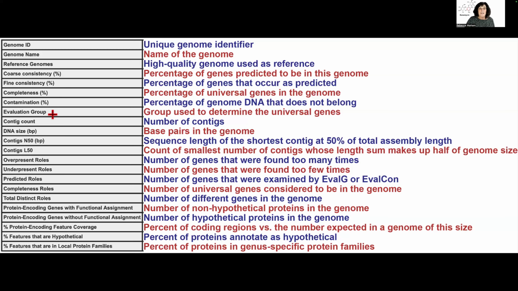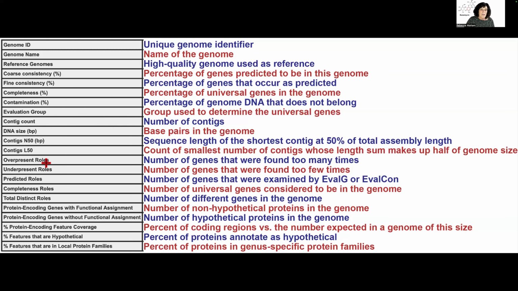Evaluation group is a group used to determine the universal genes, and the universal genes are described here as part of the completeness. Contig count, that's easy, number of contigs. DNA size, those are the base pairs present in your genome. Contig N50 and contig L50 are two evaluations to see how good the assembly is in terms of the number of contigs and the size of those contigs, and there are enough of the contigs of sufficient size that we feel comfortable with it.